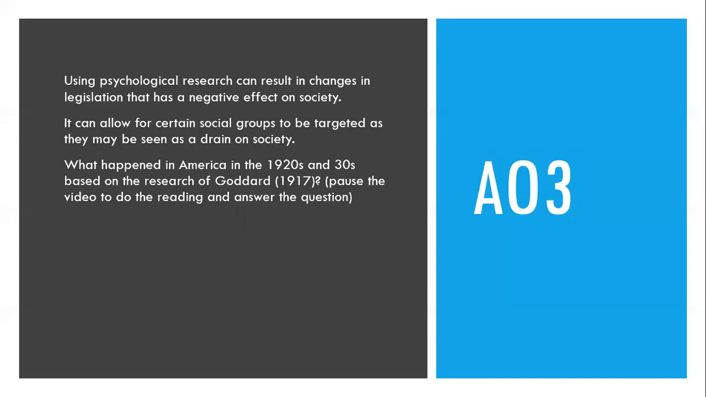So let's look at what happened in America in the 1920s and 30s based on the research of Goddard. First of all, we need to understand Goddard's research. Goddard's research into IQ and immigration found them to be feeble-minded. In America around that time, a lot of people were coming from Europe, and as they arrived, he got them to complete an IQ test. He claimed that the majority of the immigrants, Russians, Jews, Hungarians, Italians, were feeble-minded, meaning of lower intelligence.